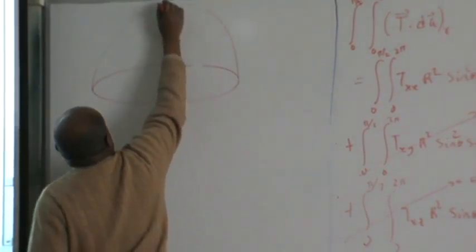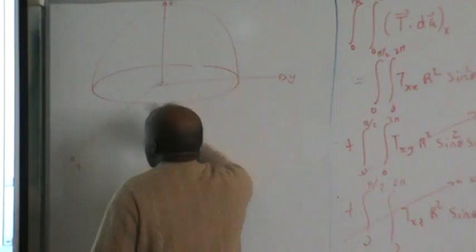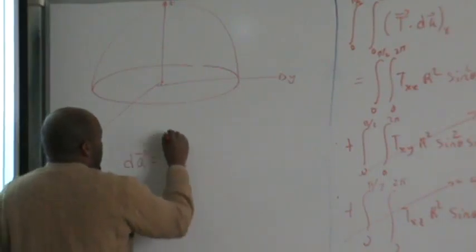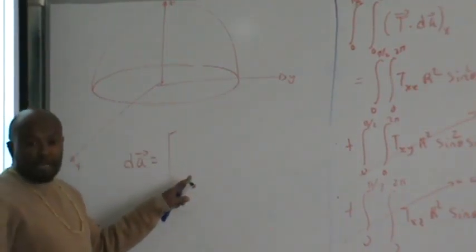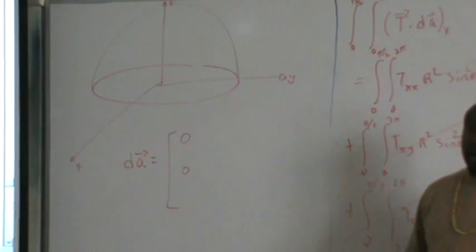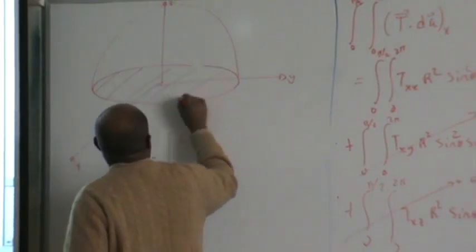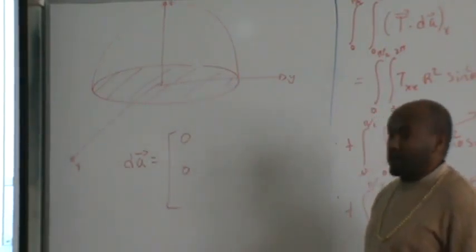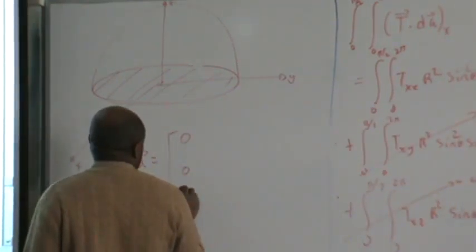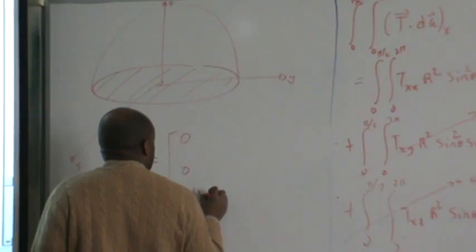So if this is the z-axis, and this is the x, and this is the y, so dA I can write as: it doesn't have an x component, it doesn't have a y component, so 0, 0. And how can I express dA in polar coordinates for the plane surface? Yes, so we can write that as r dr d phi.